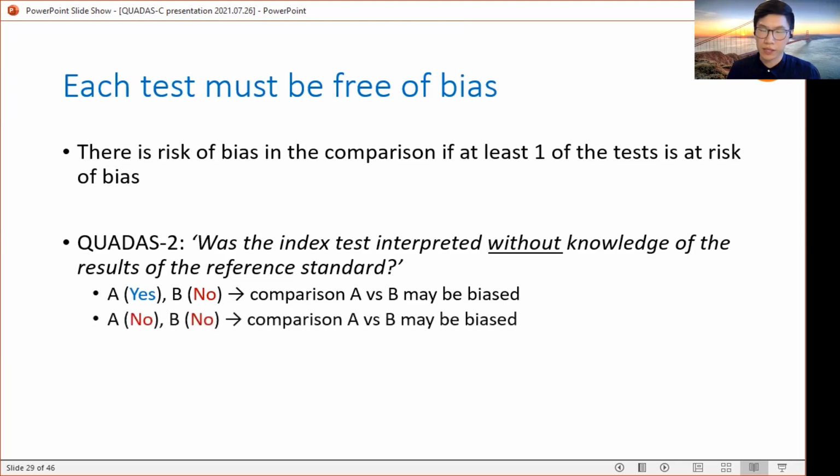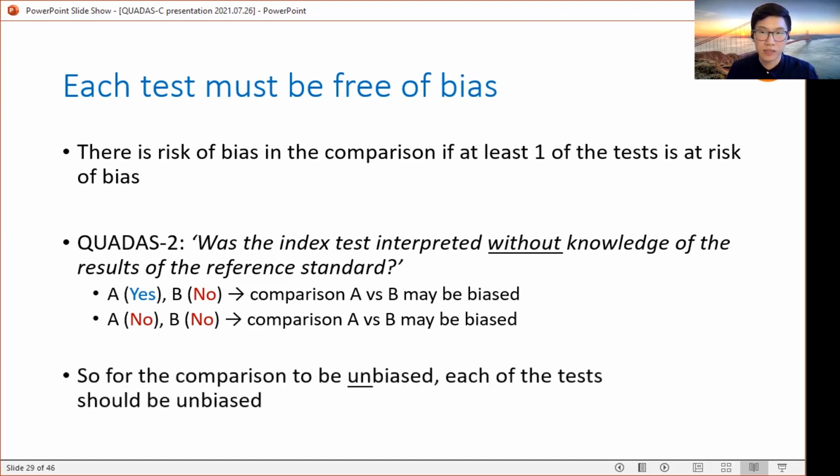But what if both tests are at risk of bias? Well, the comparison between A and B may still be biased because the magnitude and direction of the bias affecting each test may not be the same. Although in a rare case, it might be that the biases so-called cancel each other out. That would be the case if the direction and the magnitude of the bias were identical for both A and B, but we think that might be a rare scenario. Therefore, the QUADAS-C group thinks for the comparison to be unbiased, each of the tests should be unbiased to begin with.